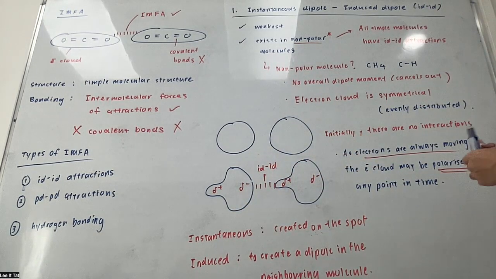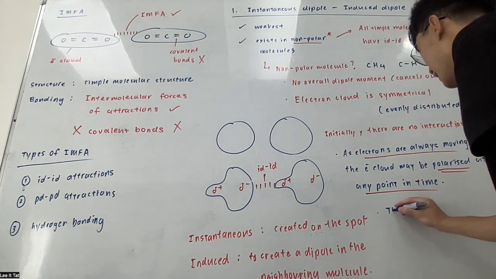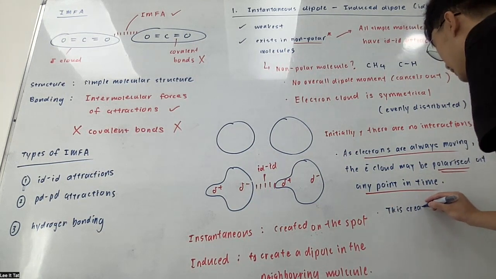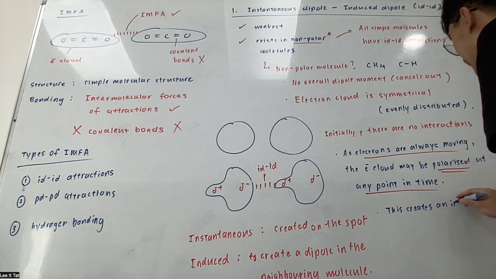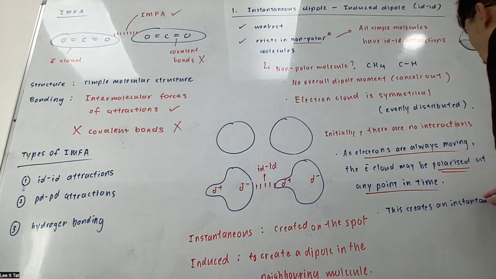I use the words any point in time to convey the word instantaneous. Okay, so for the next sentence, you can just say, this creates an instantaneous dipole.